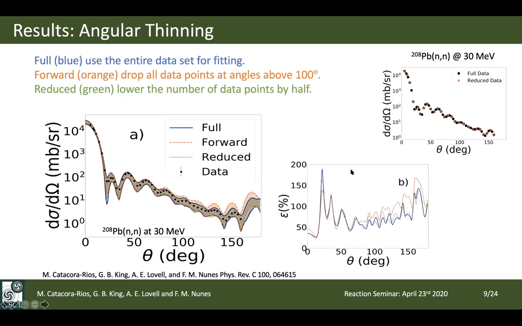So here are results for the 208 lead neutron scattering at 30 MeV. These are the 95% confidence bands and the error plot. Blue is using the entire data set. Orange is the data set with all angles above 100 degrees dropped, and so this is what we call forward. And green is the reduced data set where we have taken every other angle of the full data set, as we see here. We see that there's not much difference between the blue and the green. And so we can tell that there's not much difference between the full and the reduced data sets. And the effects of just keeping the forward angles are noticeable only at the backward angles right here, which is what we expected if we drop those points.